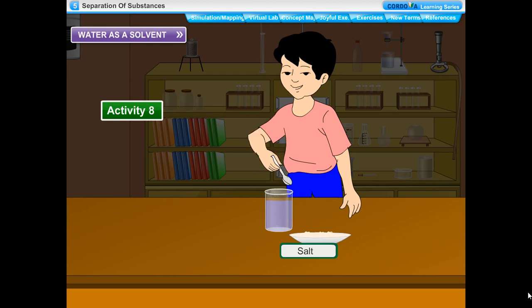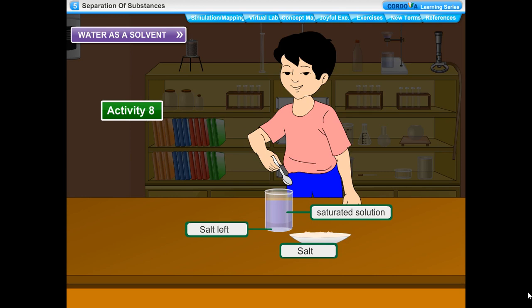Observation: after adding a number of spoonfuls of salt, we observe that some salt is left undissolved at the bottom of the beaker. This means that no more salt can be dissolved in the amount of water you have taken. The solution is now said to be saturated. Conclusion: water can dissolve any substance only up to a limit.